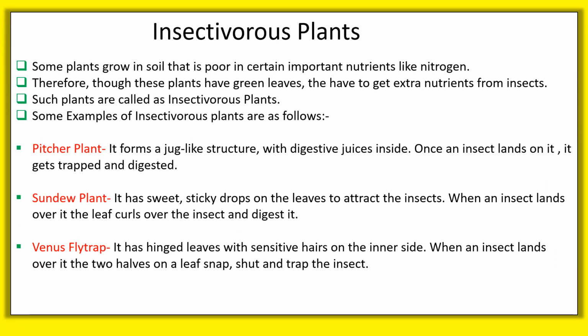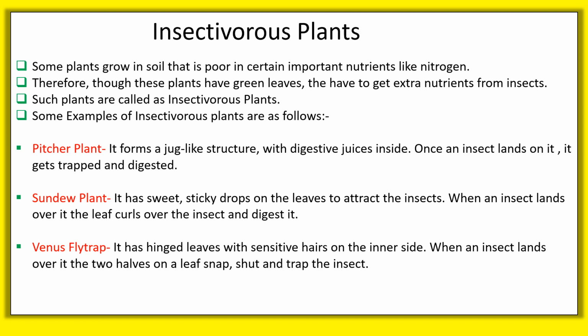Now let's see insectivorous plants. Some plants grow in soil that is poor in certain important nutrients like nitrogen. Therefore, although these plants have green leaves, they have to get extra nutrients from insects. Such plants are called insectivorous plants. Some examples are given below. First, the pitcher plant. It forms a jug-like structure with digestive juices inside. Once an insect lands on it, it gets trapped and digested.